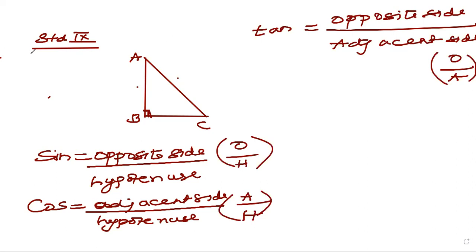Now, why only these three ratios? There's a reason for it. You're saying there are six ratios, right? There are six ratios, but I'm teaching you only these three, because from these three ratios you can easily derive the remaining three. Got it? So keep that in your mind.